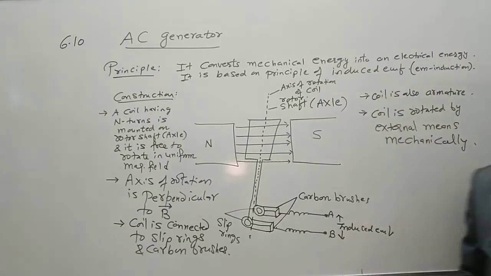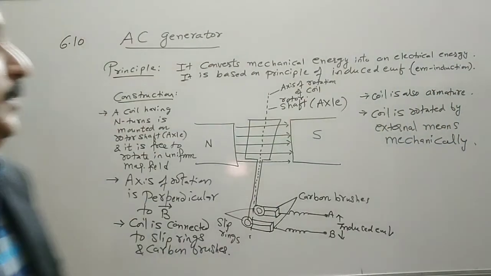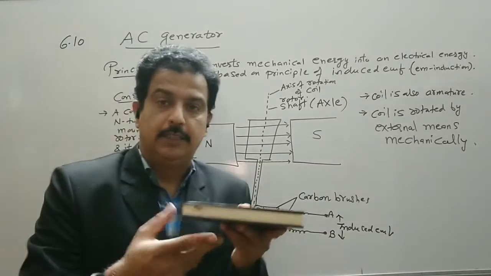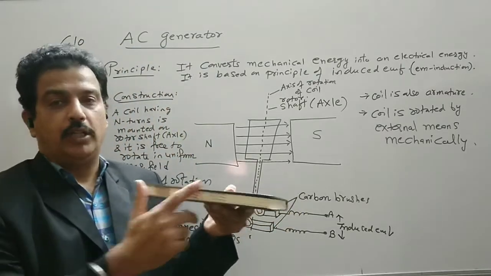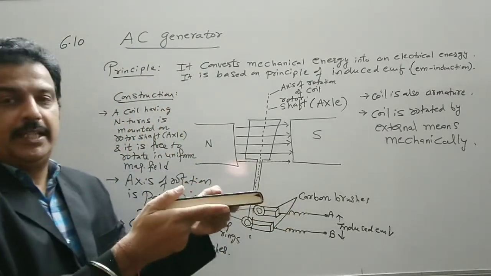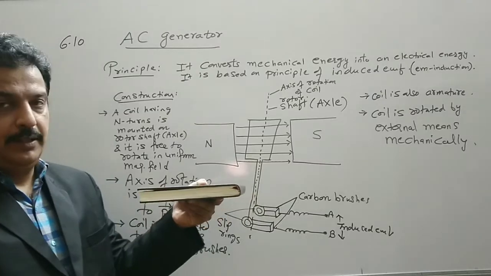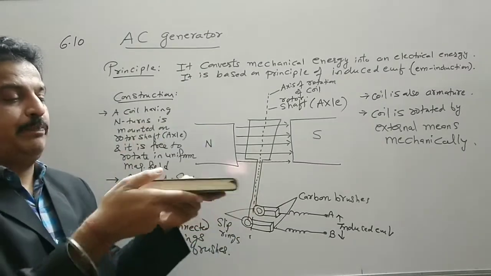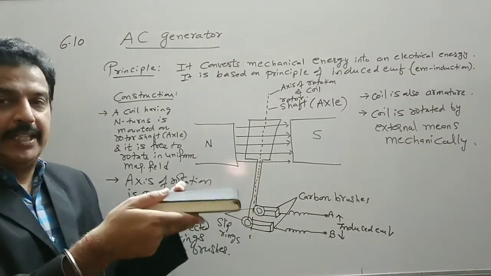So this is the basic construction. Now let us see this coil, how the coil is rotated and how the angle between the area vector and the magnetic field will change. So let us consider this as a rectangular coil which is placed in the magnetic field.